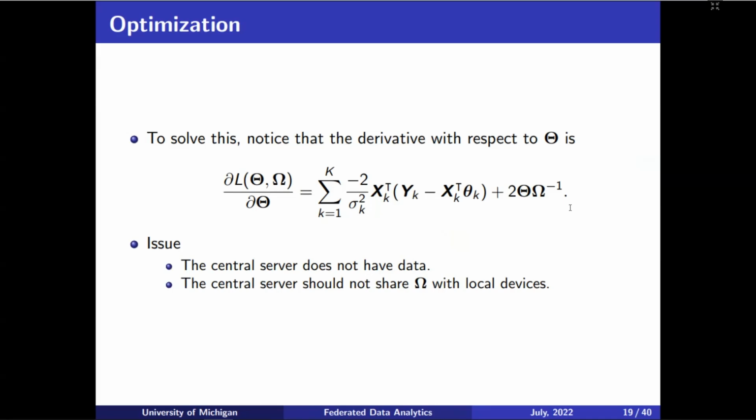However, this term faces two fundamental issues. First, the central server does not have the data, which is X_k and Y_k. Therefore, the server cannot run the gradient descent on the central server. However, if we broadcast this optimization gradient to different devices, we also need to broadcast the big theta and the big omega to each device, which violates the privacy constraint because the big omega encodes the relationship among local edge devices. To overcome this issue, we break this gradient into two stages.